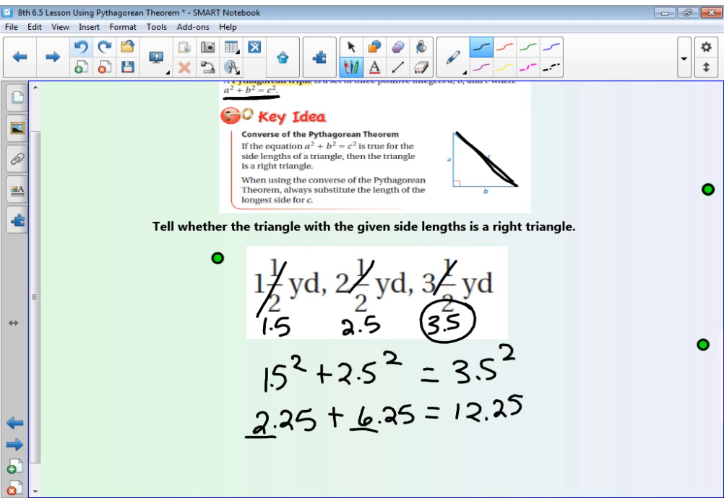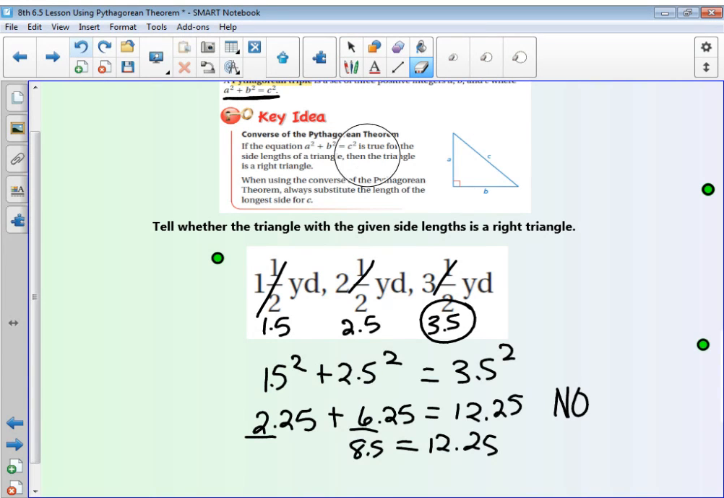That is nowhere close to 12 because 2 plus 6 is 8. So this is really 8.5, but I didn't even need to use a calculator. This would be a no. This would not create a right triangle because my sides are not equal to each other. Remember in the last one, we ended up with 2,025 on each side of our equal sign. And here we had 8.5 equals 12.25, and those are not equal. So therefore, that does not make a right triangle.